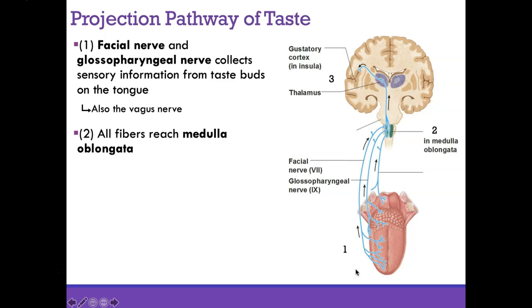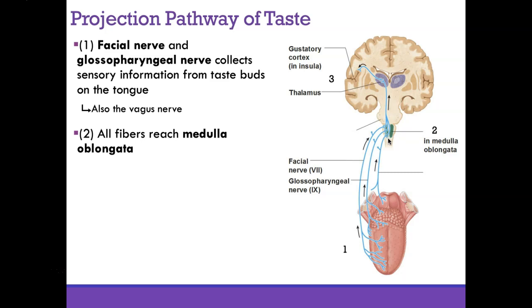So step one, taste buds are activated, so they get depolarized. We said either directly or by second messengers. That causes the release of neurotransmitters that will allow either the propagation or the termination of nerve signals through the cranial nerves. Specifically, we have cranial nerve 7, the facial nerve, and cranial nerve 9, the glossopharyngeal nerve. Those are both directly hooking up the taste buds to the brainstem.